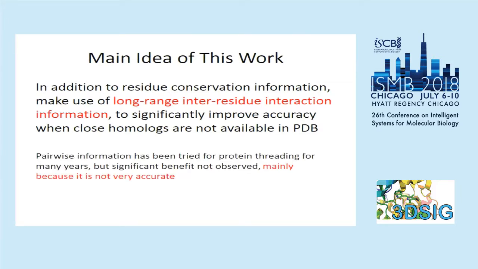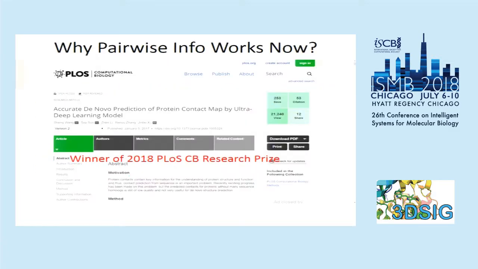Actually, the pairwise information has been tried many times before for protein threading, but we didn't observe significant benefit. This is because most likely the pairwise information for the query sequence was not very accurate. But today I'm going to show you that now we can have very accurate pairwise information for the query sequence. Then why does the pairwise information now work?